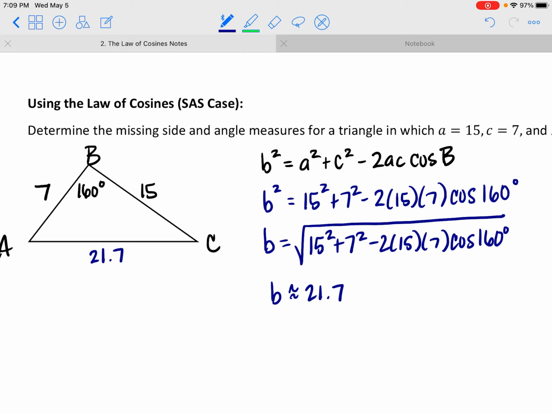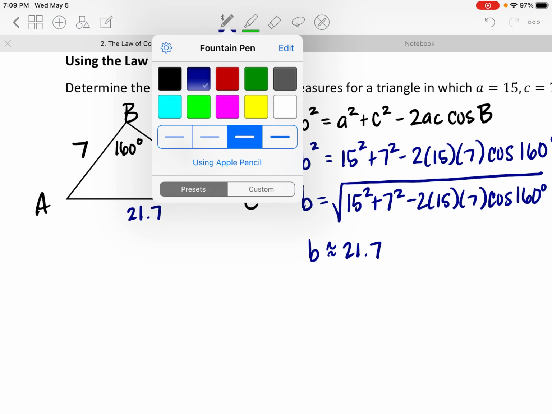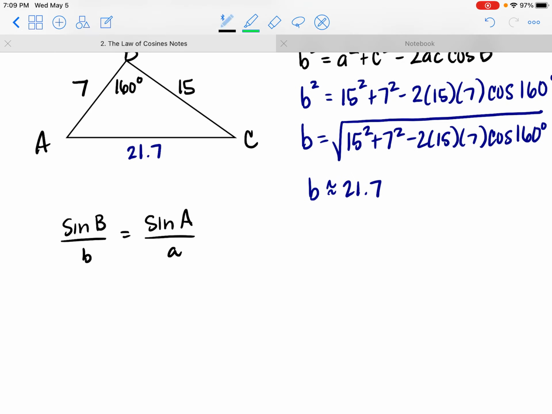Now that we've solved for that side, we've got options. We can use the law of cosines at this point to find missing angles, but I prefer the law of sines, really a matter of choice. So I'm going to go ahead and use the law of sines from here. I know that the sine of angle B over b, which we just found, has to equal the sine of angle A over a. So I can say in this one that the sine of 160 over 21.7 has to equal the sine of A that I'm looking for over a, which we know is 15.